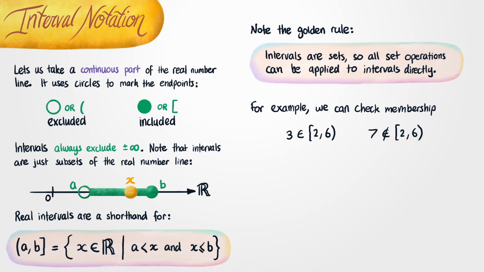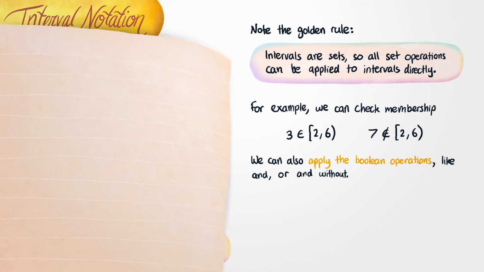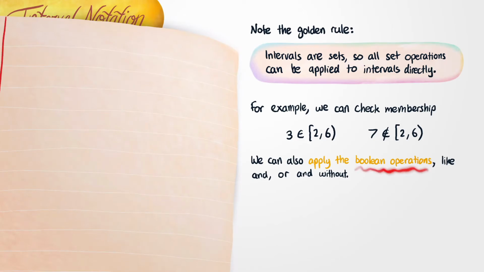But aside from this, we can also apply the other operations like the and, the or, and the without. Now this is actually something that's best explained with an example as well. So let me bring out a page and we'll show you how we can do this. Now keep in mind that the Boolean operations are just the set operations we taught in a previous lesson. Those we called and, or, and without.